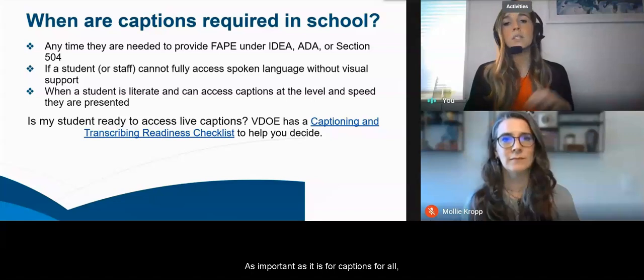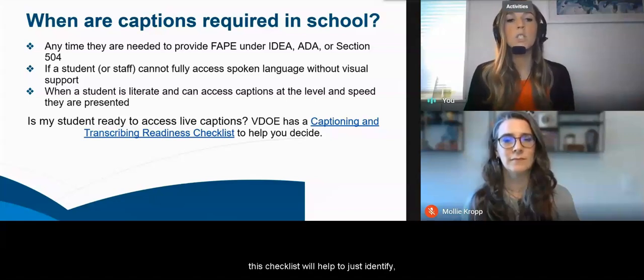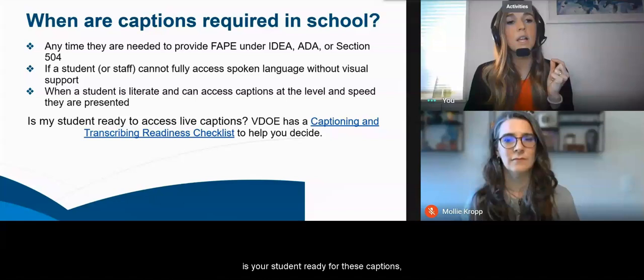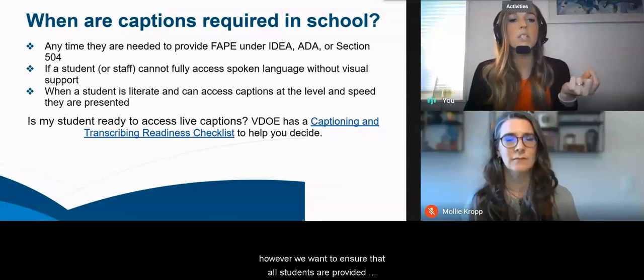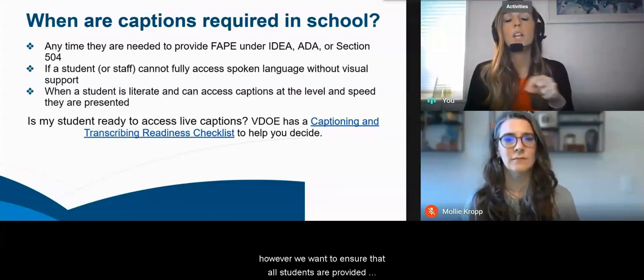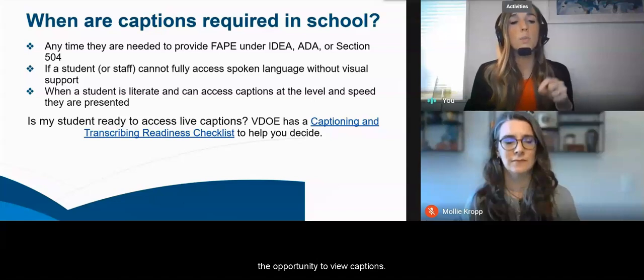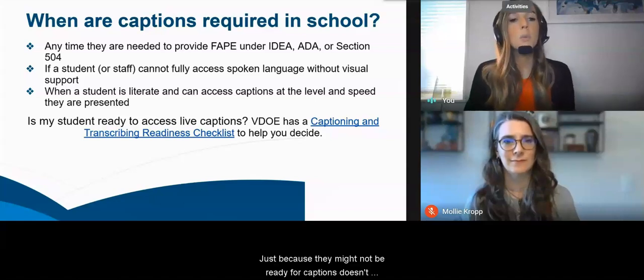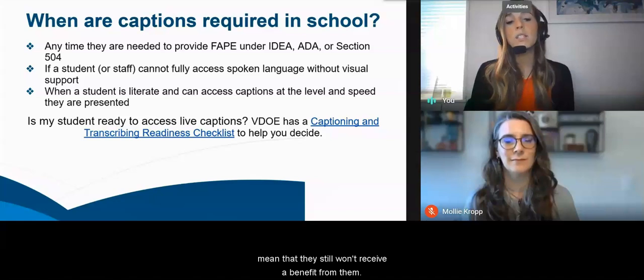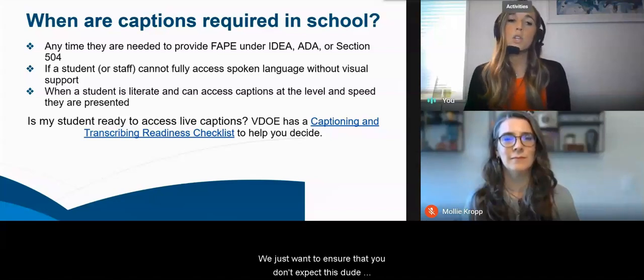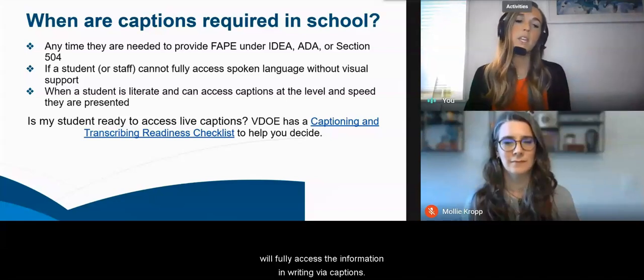And as important as it is for Captions for All, this checklist will help to identify whether your student is ready for these captions. However, we want to ensure that all students are provided the opportunity to view captions. Just because they might not be ready for captions doesn't mean that they won't still receive a benefit from them. We just want to ensure that you don't expect that the student will fully access the information in writing via captions.